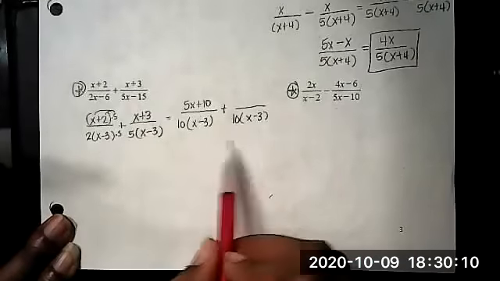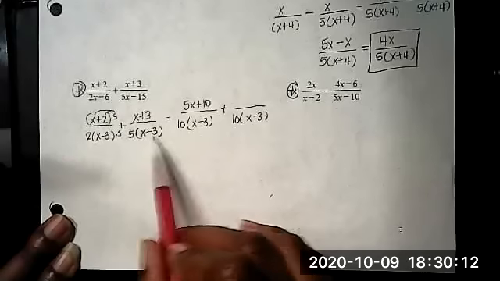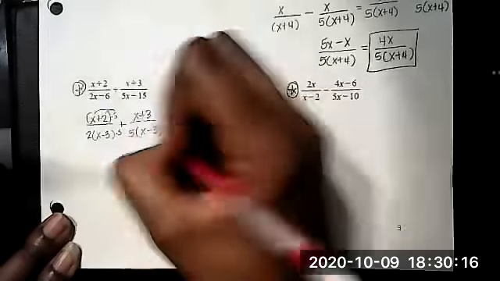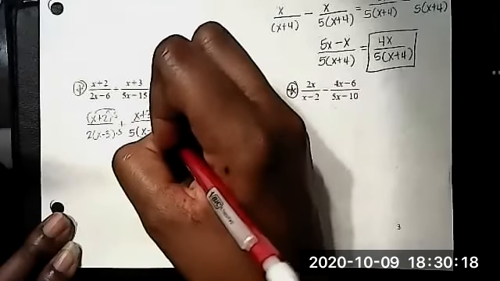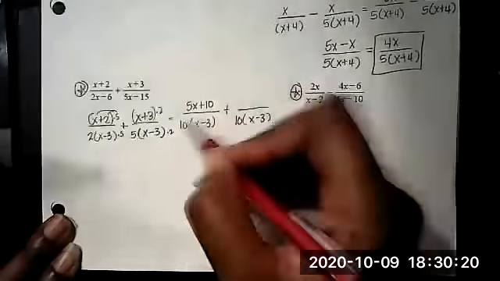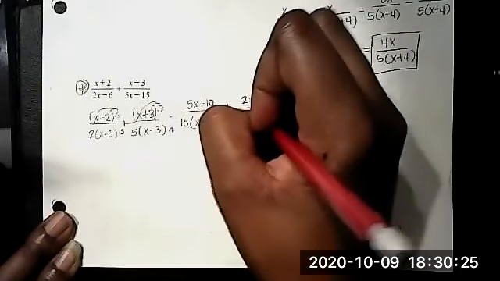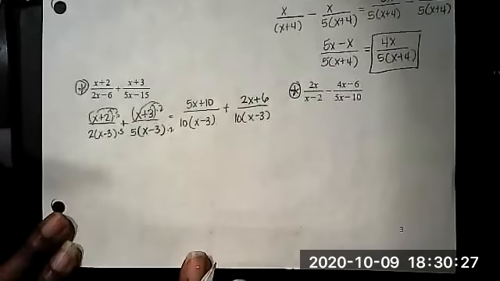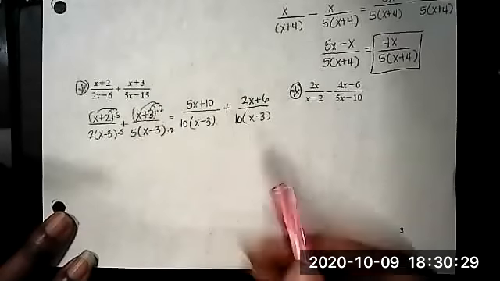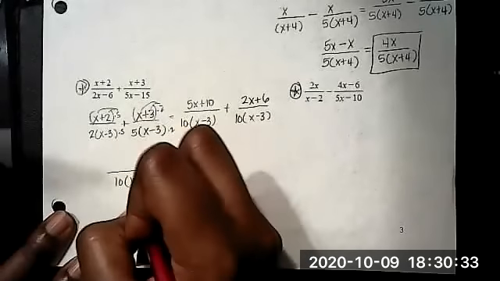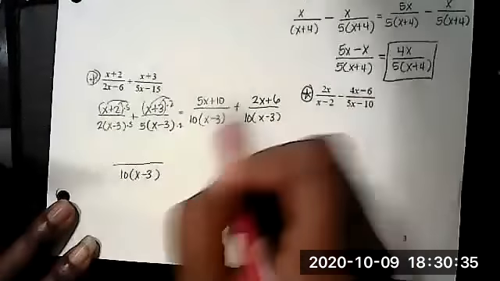Same situation here. What would I have to multiply by 5 to get the 10, because the x minus 3 is already there, I have to multiply that by 2. So this is 2 and this is 2. But of course, those are married. What happens to one has to happen to the other. I distribute. This becomes 2x plus 6. Now we have common denominators. Okay, we have the common denominator, 10 parentheses x minus 3.